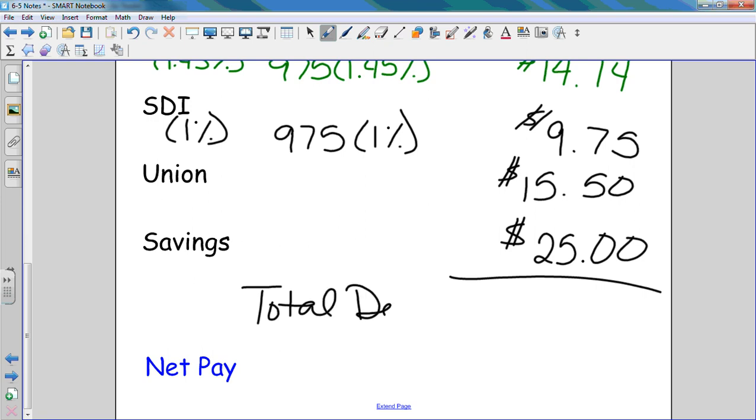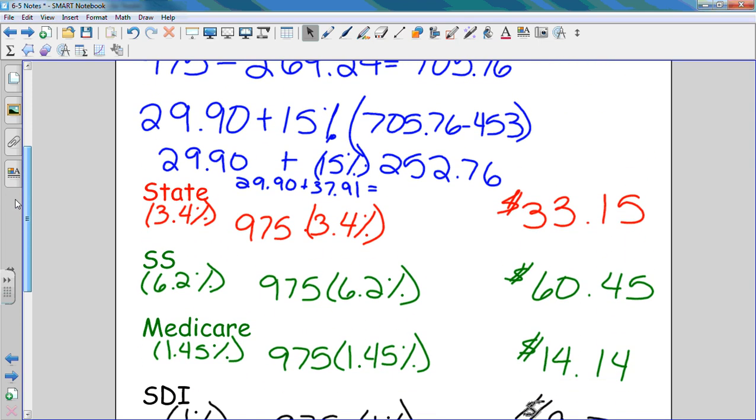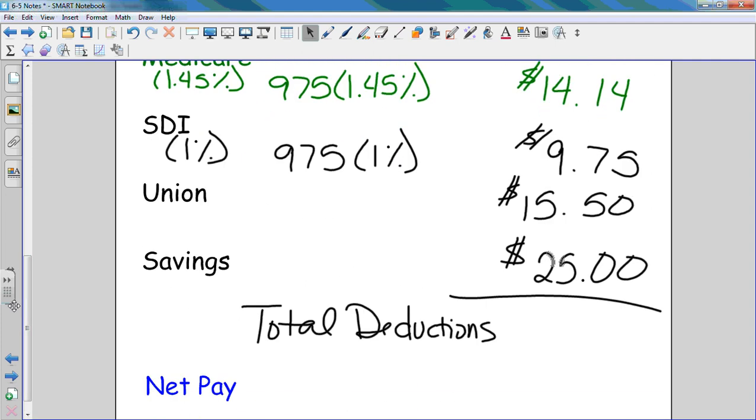So we're done deducting. Add them all up. How much money is coming out of this guy's paycheck? Maybe you guys will know why I cried when I got my first paycheck. $67.81 plus $33.15 plus $60.45 plus $14.14 plus $9.75 plus $15.50 plus $25. And that doesn't even include retirement. A lot of money comes out. Put your retirement fund, stick the money in a shoebox, put it in the freezer. Good luck with that.